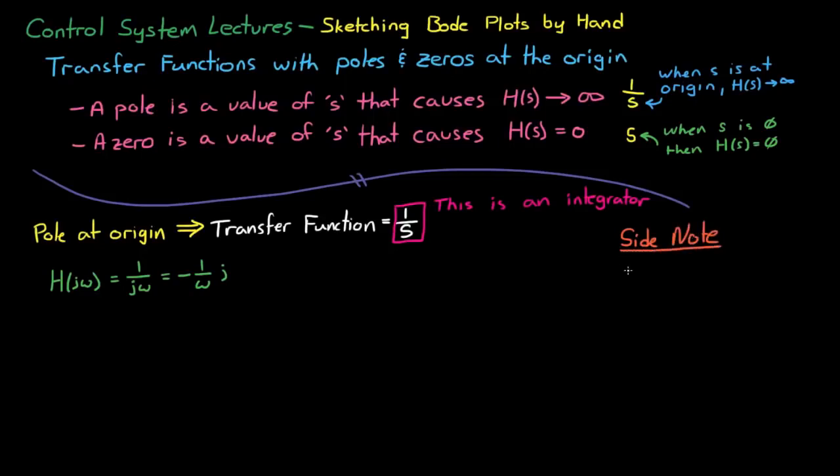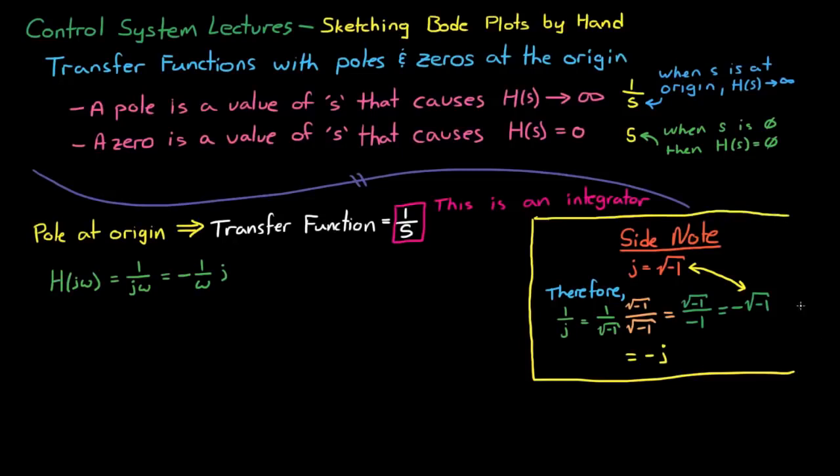A real quick side note about j. j equals the square root of negative 1. Therefore, 1 divided by j is 1 over the square root of minus 1. If you multiply the top and bottom by the square root of minus 1, you can see why 1 over j is just equal to minus j. Okay, back to the problem at hand. We found that there is no real component of the result, so we can write that as 0, and that the imaginary component is negative 1 over omega.